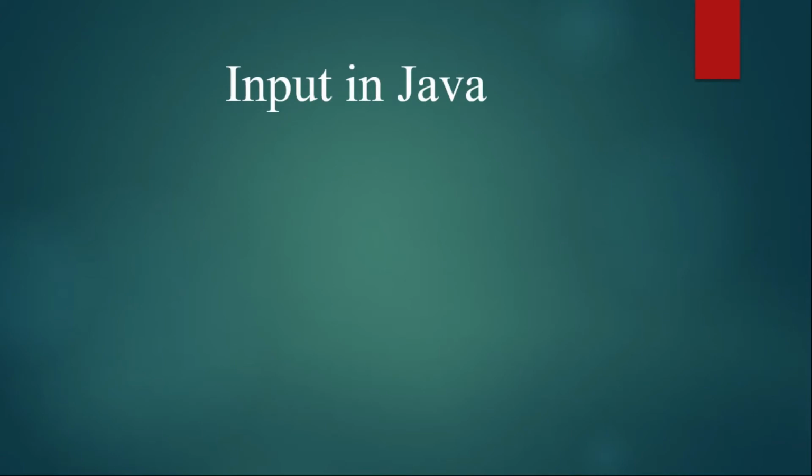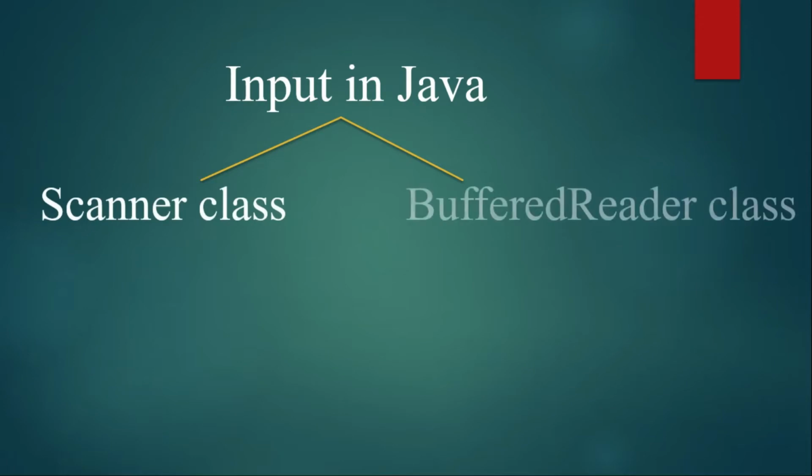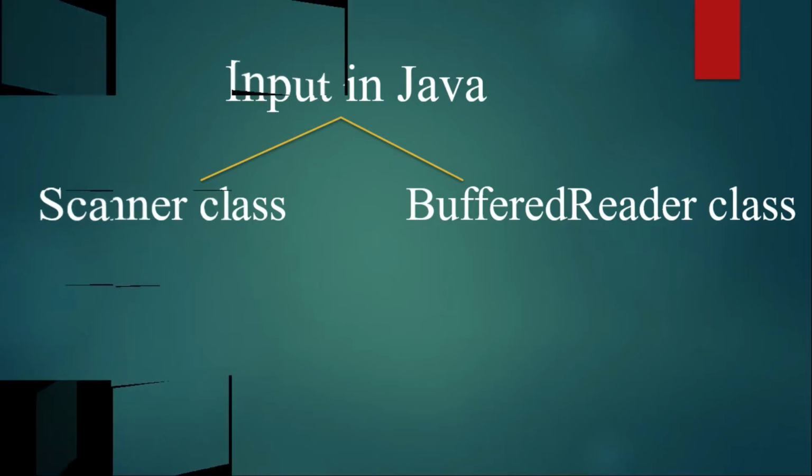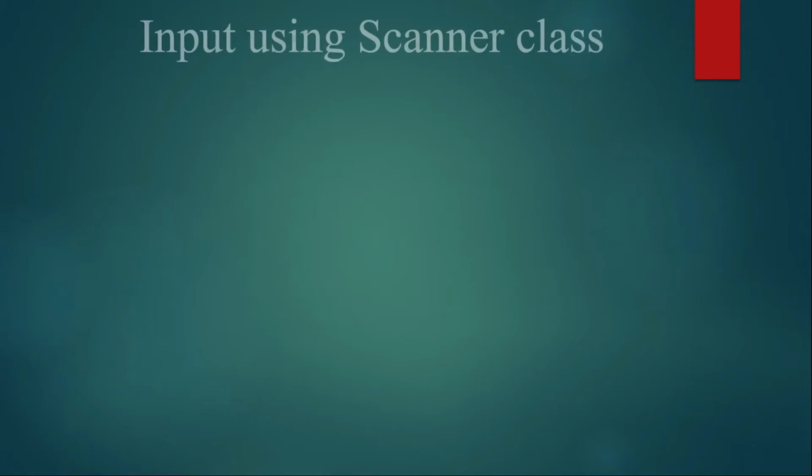In Java, you can get input from the user in two ways. There are two types of classes in Java, Scanner class and BufferedReader class. You can use either of these methods to get input from the user. Here I will explain to you how to use both the methods. Both are used in different ways, but the purpose is the same, that is to get input from the user. Let us see how to use the Scanner class first, and then the BufferedReader class.